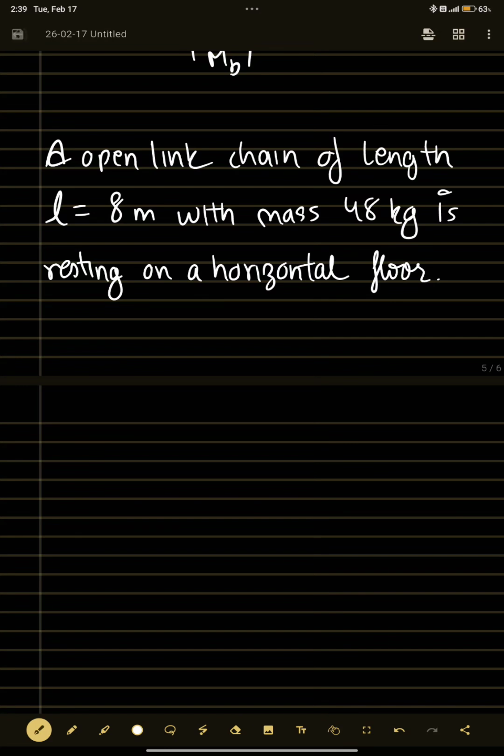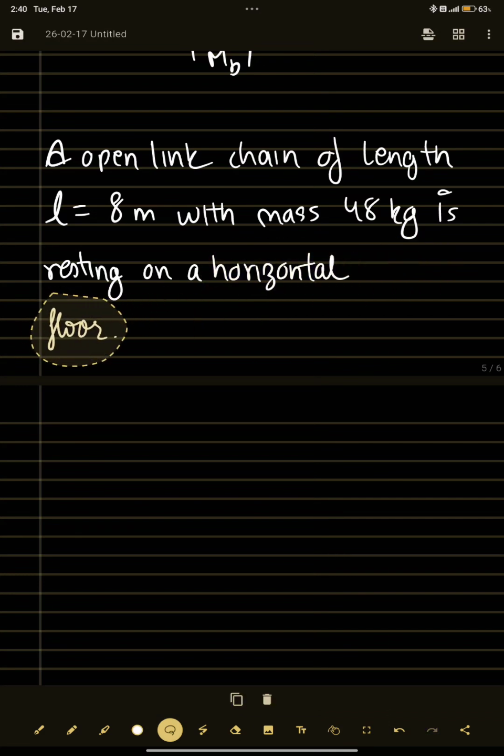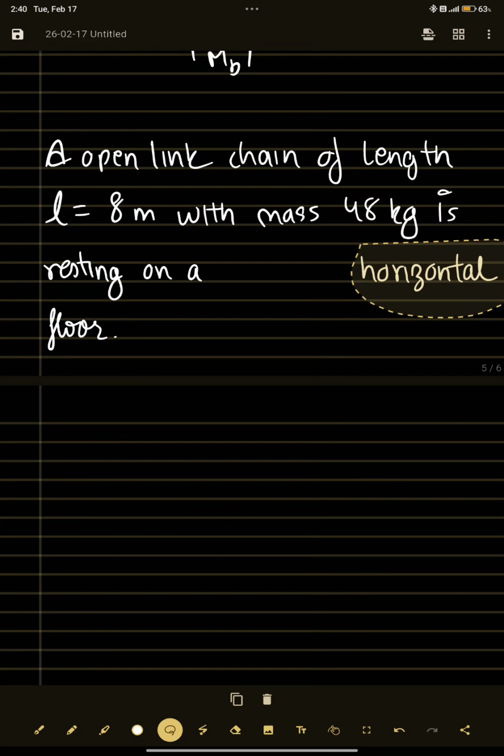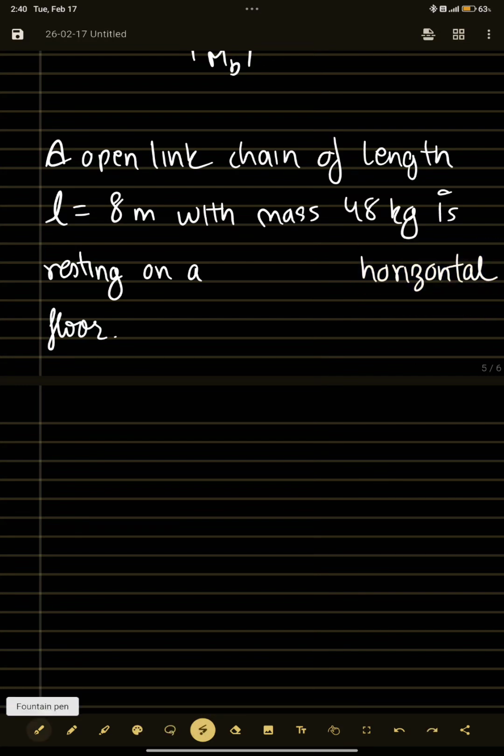Have you written that? Now, resting on a rough horizontal floor, right? Rough horizontal floor. When end A is doubled back on itself by a force P.